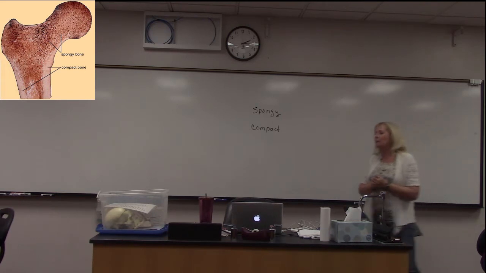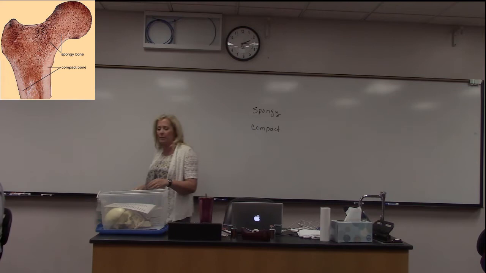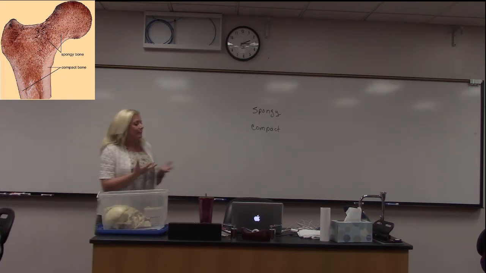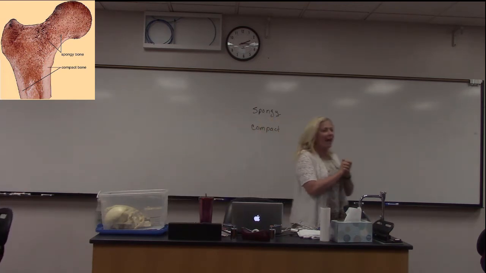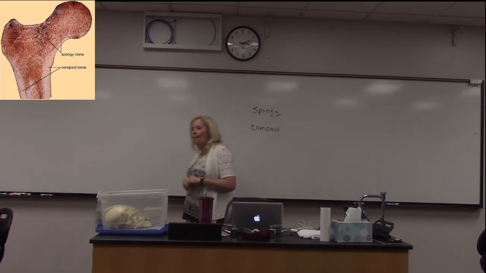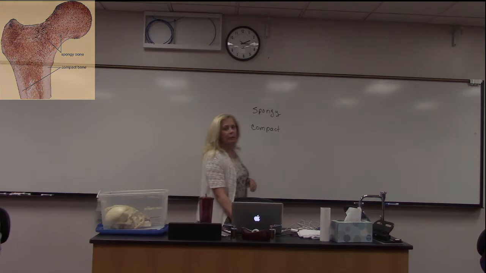Compact bone is a lot thicker, it's much more dense. I'll show you some pictures of it in a minute. And spongy bone looks a lot like a sponge. It's got a lot of holes in between. It's not as dense. When you look at compact bone microscopically, this is what we're looking at.